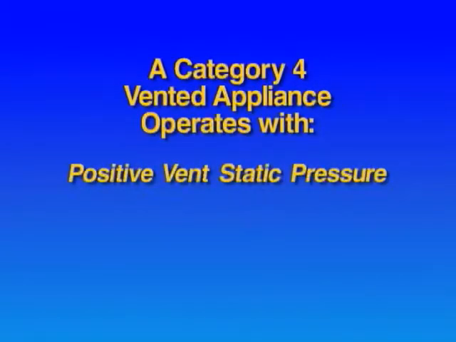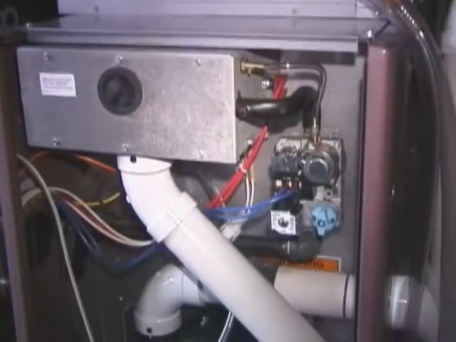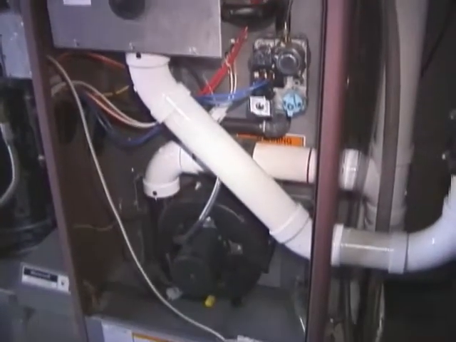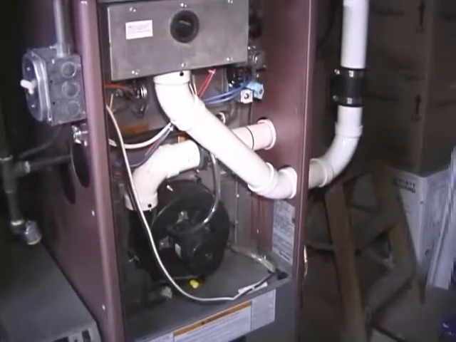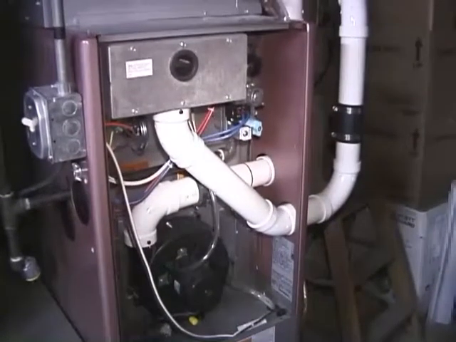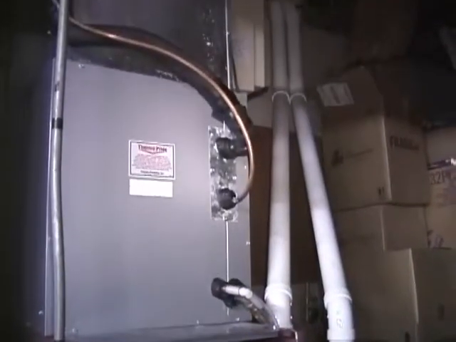Category 4 appliances operate with a positive vent static pressure created by the fan in the appliance, just like the Category 3 appliances we just looked at, but with a lower vent gas temperature that may cause excessive condensate production in the vent. The typical 90% plus efficiency sealed combustion gas furnace is an example of a Category 4 appliance. These appliances need an airtight but also very corrosion-resistant vent system that includes a method of condensate disposal.